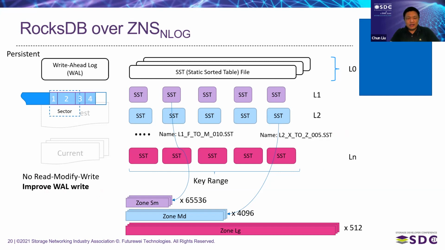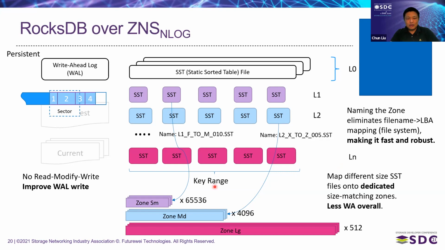And let's say we have 65,000 small zones, 4,000 medium zones, and 512 large zones. We can map L0 and L1 SST files onto small zones, L2 SST files onto medium zones, and the very large SST files onto larger zones. Because there's no zone sharing, we can reduce the overall write amplification.